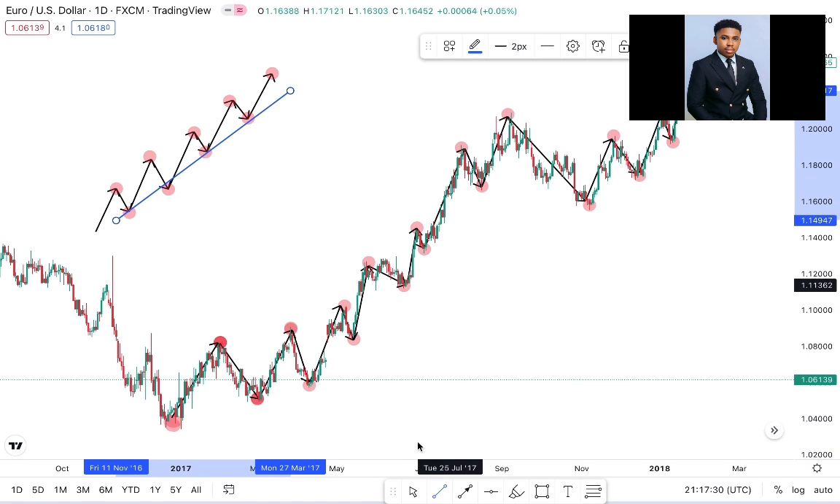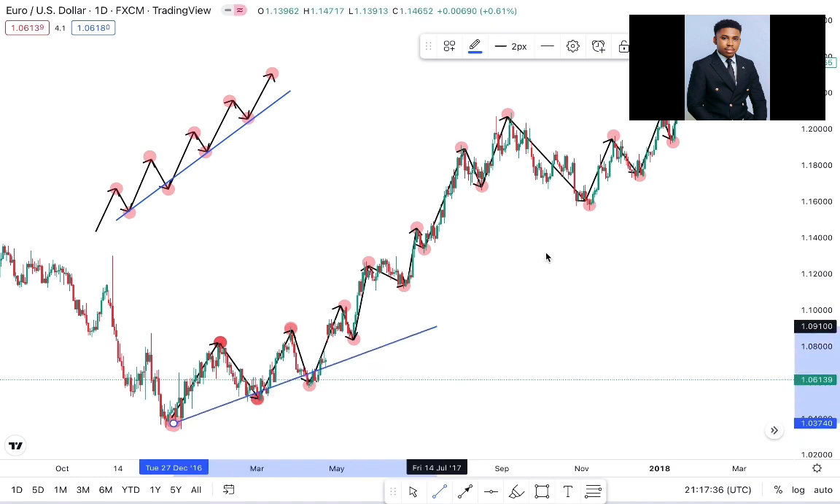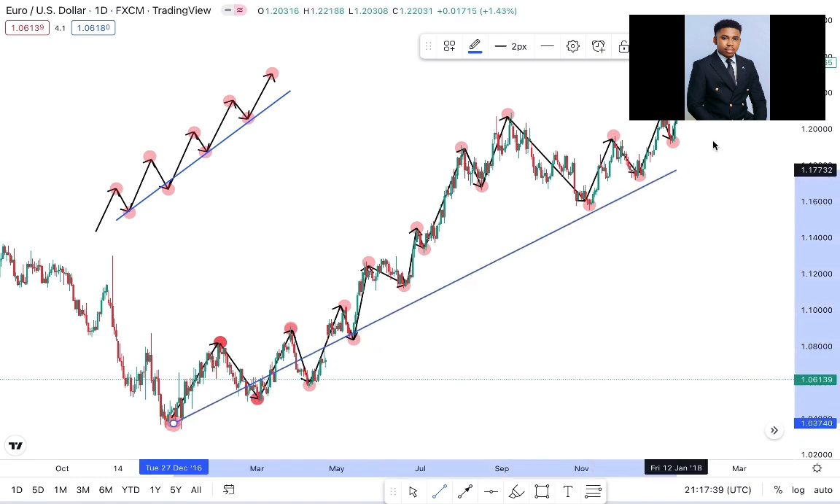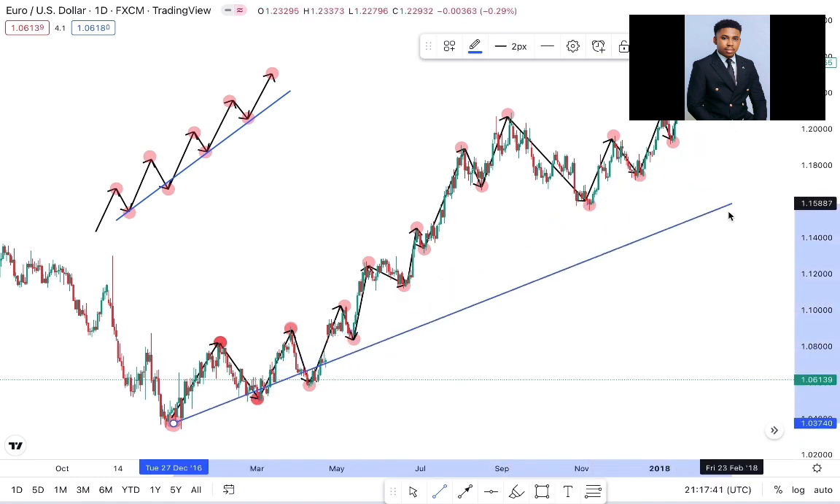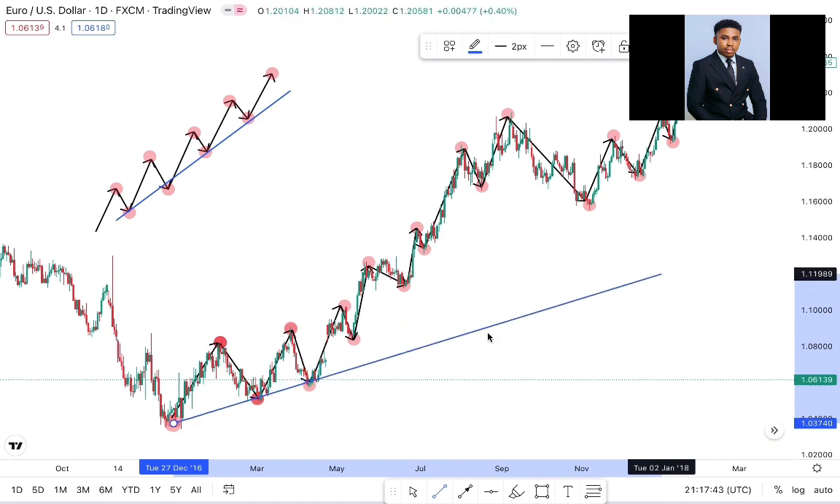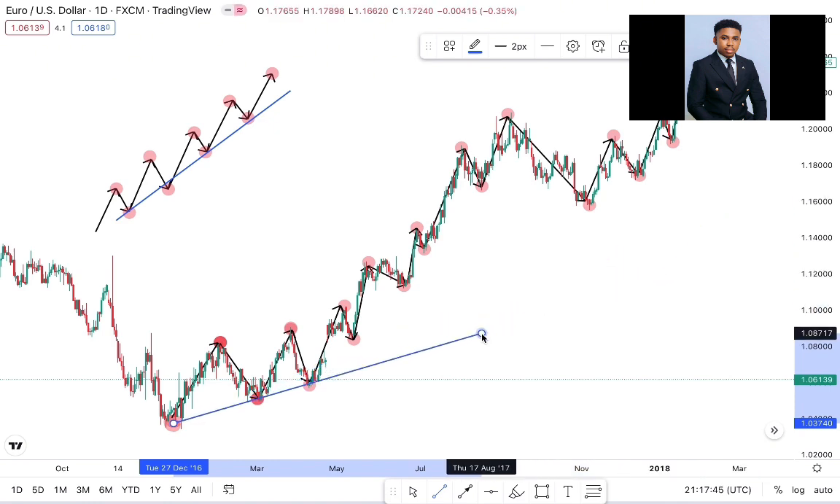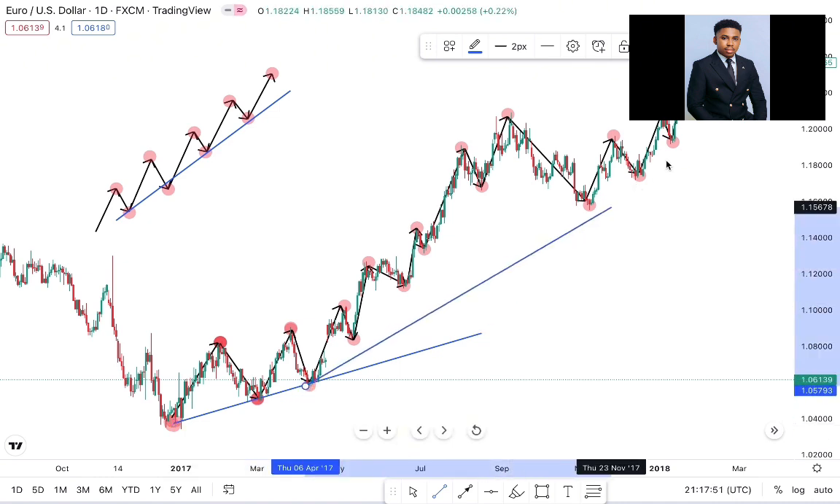Okay, so let's do that right here on this particular trend. We'll draw from this first low and connect these lows. We could connect these three lows first. You see, we connect these three lows first, and we can see that these three lows were connected. We could also start from here and then connect these lows as well.